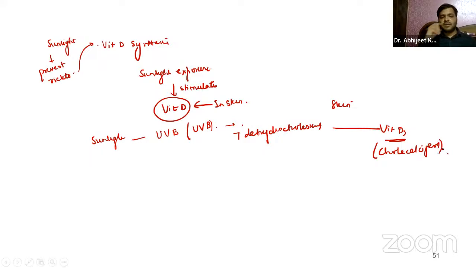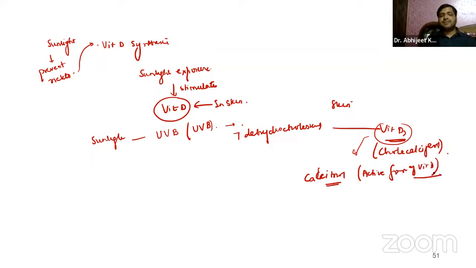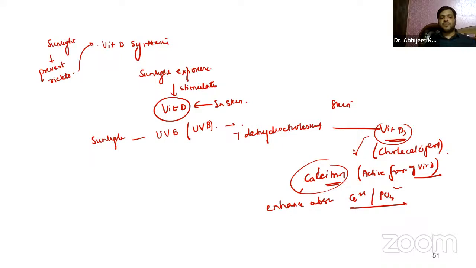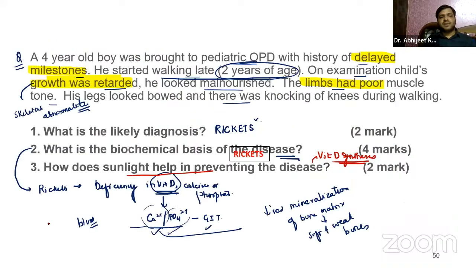That is called cholecalciferol, right? Once vitamin D is synthesized, guys, you already know it is converted in the liver and kidneys to the active form, called calcitriol, right? Calcitriol is the active form of vitamin D, and it will enhance absorption of calcium and phosphate from the gut. So it will support proper mineralization and help in preventing rickets, right? So that is vitamin D deficiency, and we have already discussed all three questions.